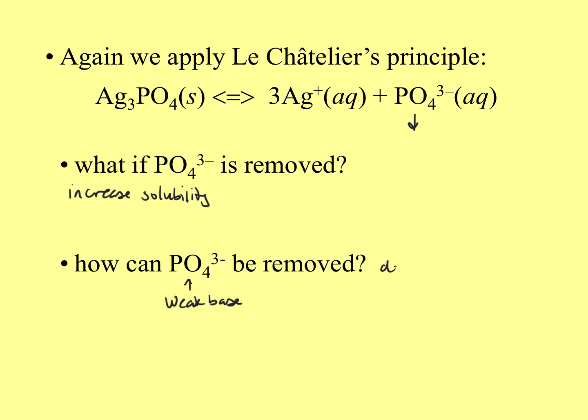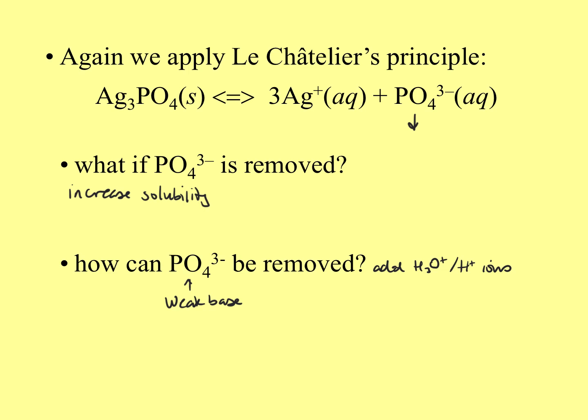We can add H3O plus, H plus ion, typically from a strong acid like HCl or HNO3. And remember that because it's a weak base, it's going to want to gain those hydrogen ions, maybe to some extent, and therefore, when PO4 3 minus is removed by H plus ion, that's going to cause the equilibrium to shift to the right to the product.